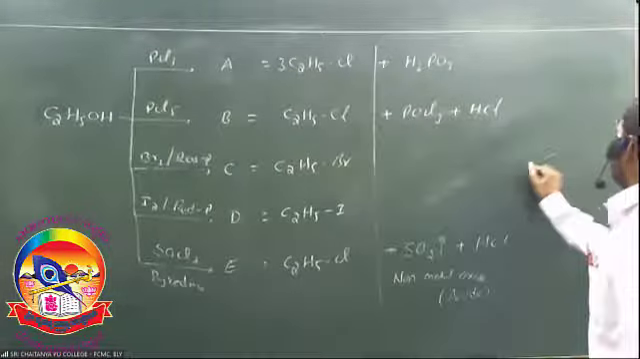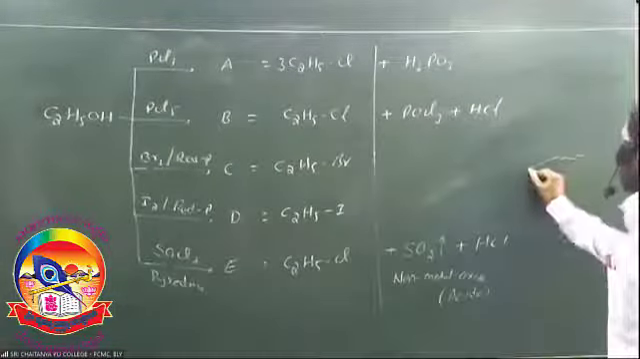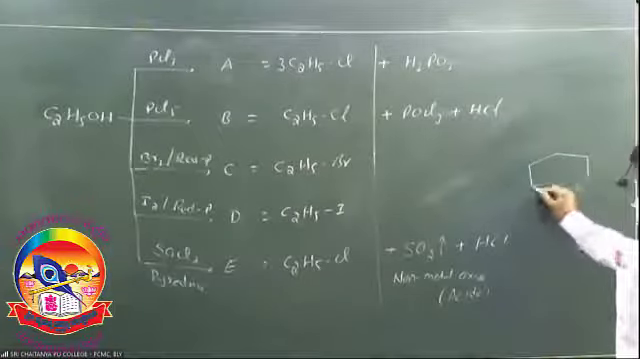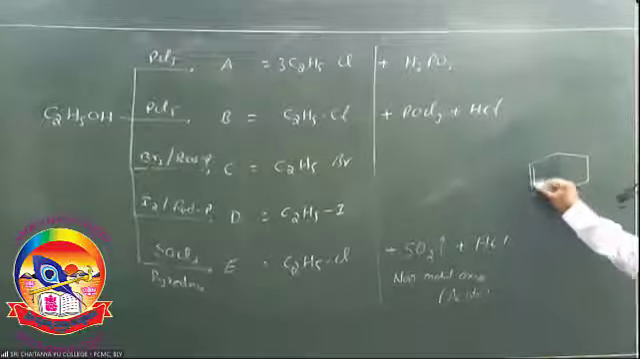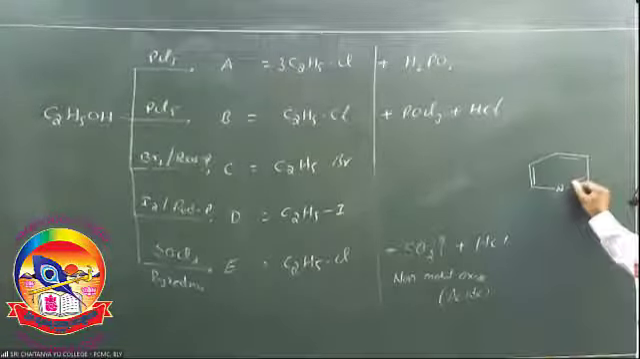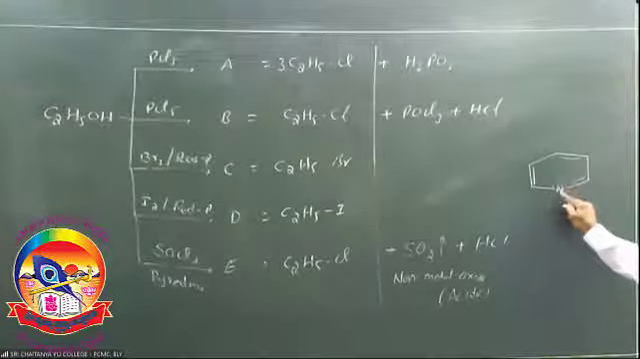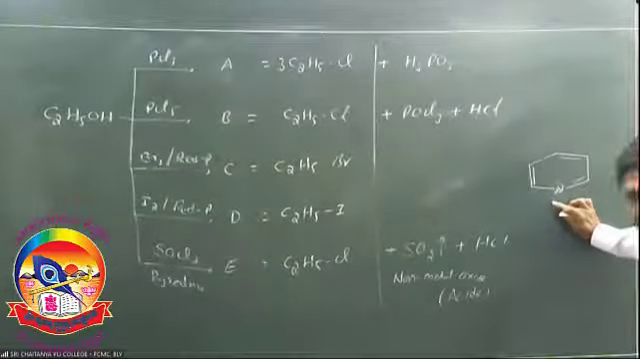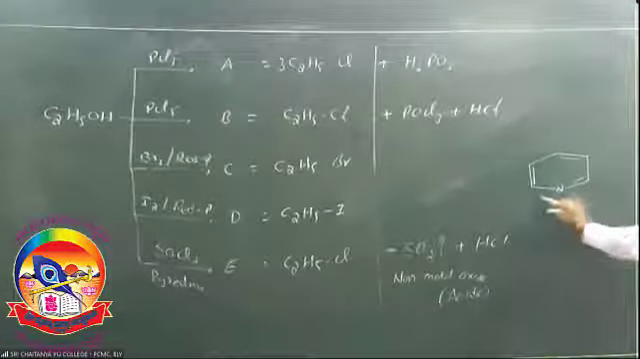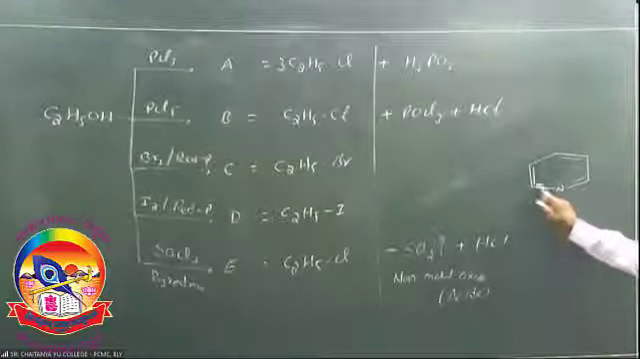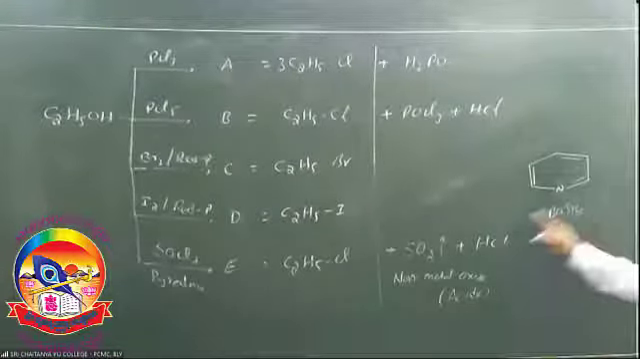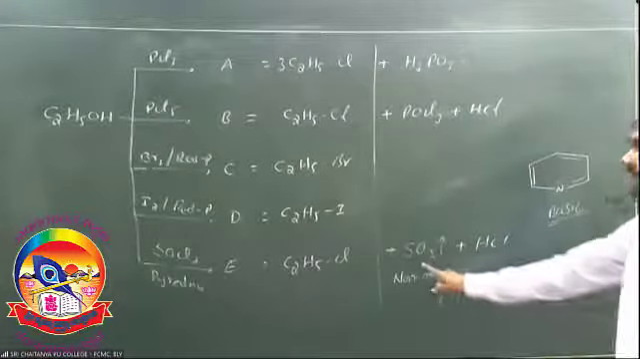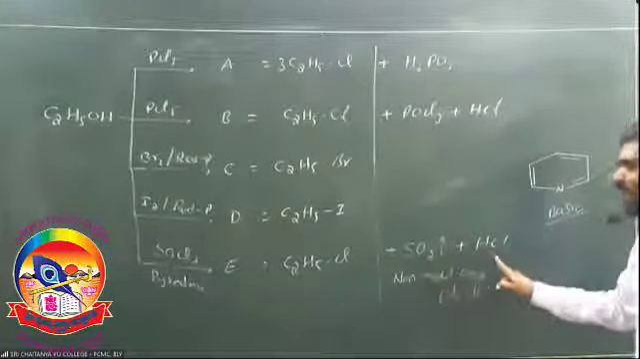Pyridine, C5H5N, is a heterocyclic and aromatic compound. Due to the presence of nitrogen, it is basic in nature, like ammonia. So this basic pyridine can remove acidic impurities, sulfur dioxide and HCl.